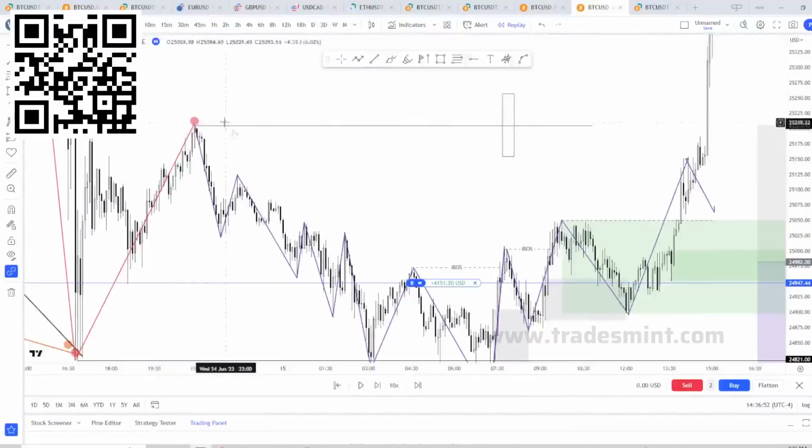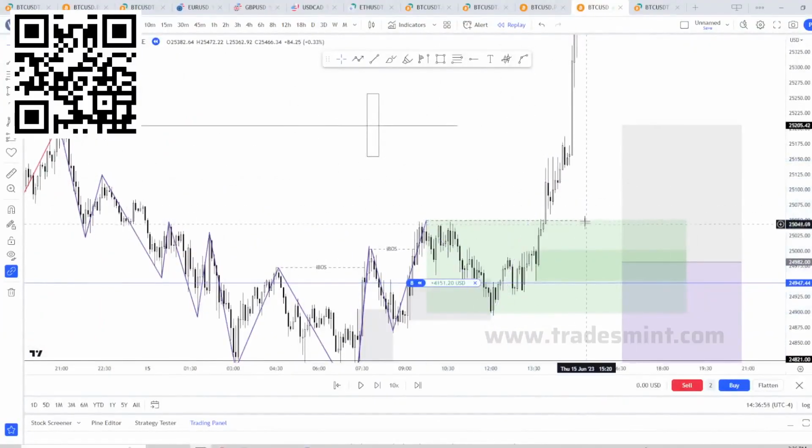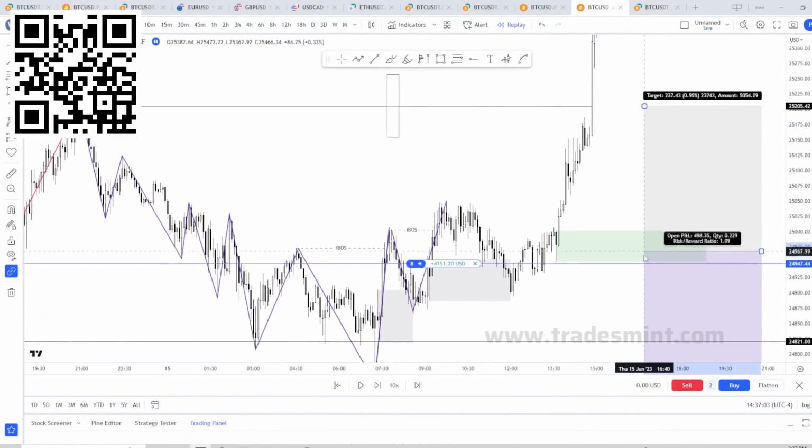And you came up above that high, so you're not getting the mitigation here. That happens sometimes, right? Bitcoin especially loves to give those squeezes sometimes. So unfortunately, if you didn't get in, you didn't get in at this point.